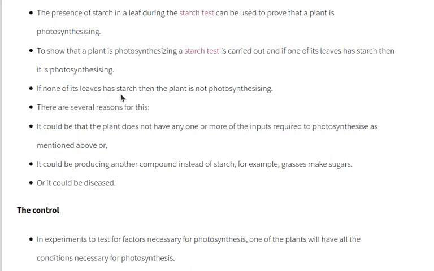If none of the leaves has starch, then the plant is not photosynthesizing, which means there was no food produced, right? Then the next thing that we have is there are several reasons for this. One, it could be the plant does not have one or more of the inputs required for photosynthesis mentioned above, like there is no carbon dioxide, or there is no water, or there is no chlorophyll, or there is no source of light, right?